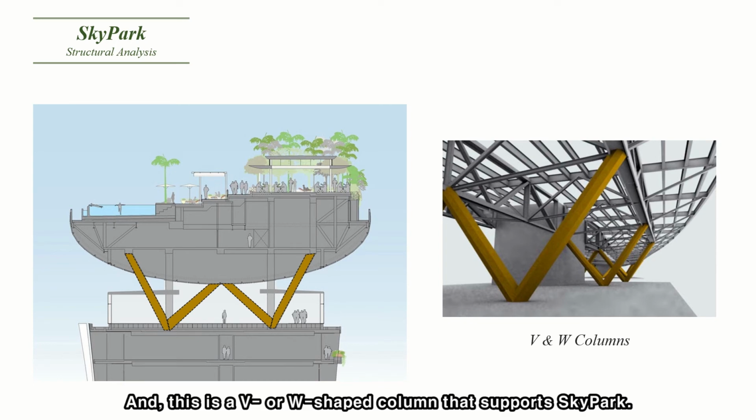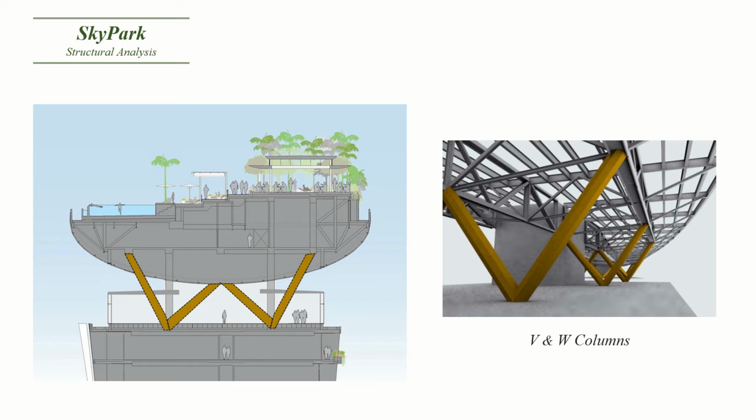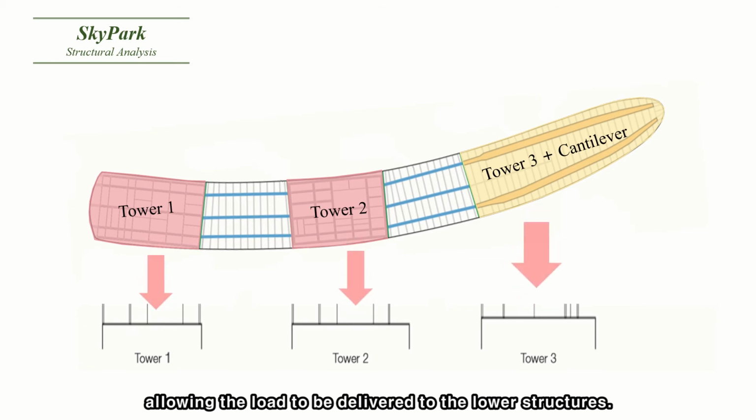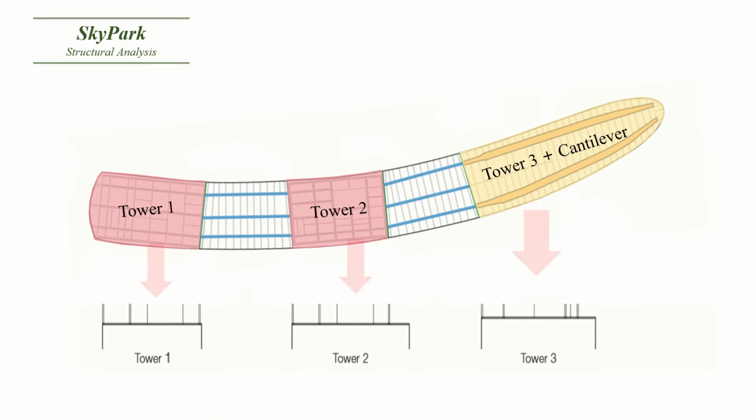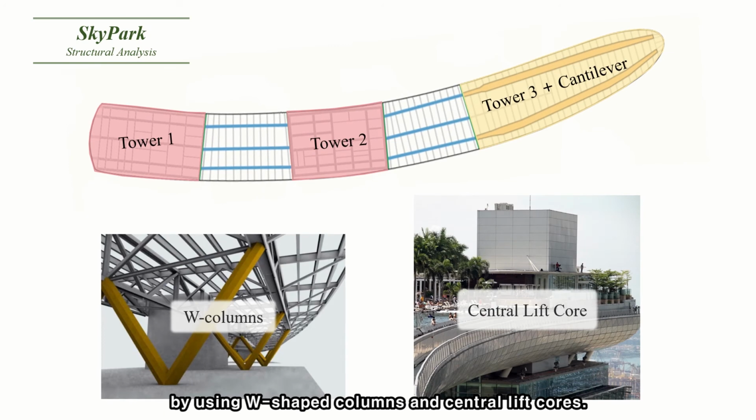And this is a V or W-shaped column that supports Skypark. Once installed, these are invisible from the outside. Basically, these three zones are connected to the hotel building, allowing the load to be delivered to the lower structure by using W-shaped columns and central lift cores.